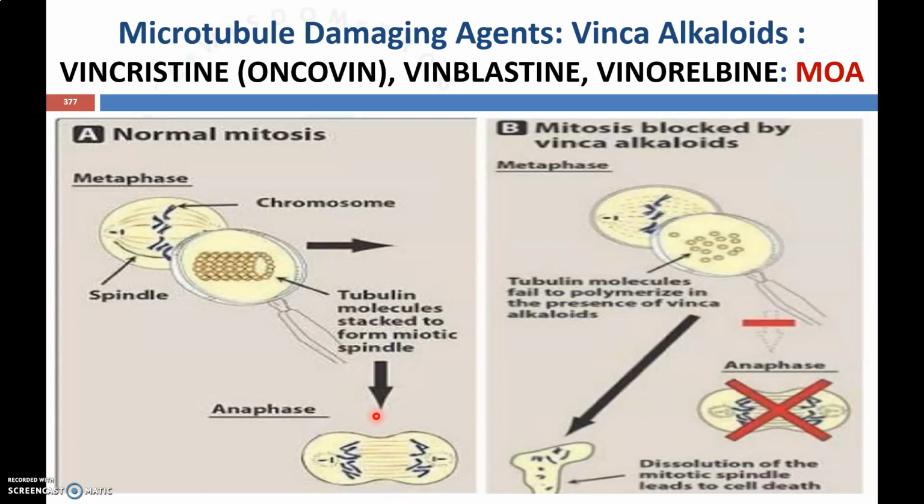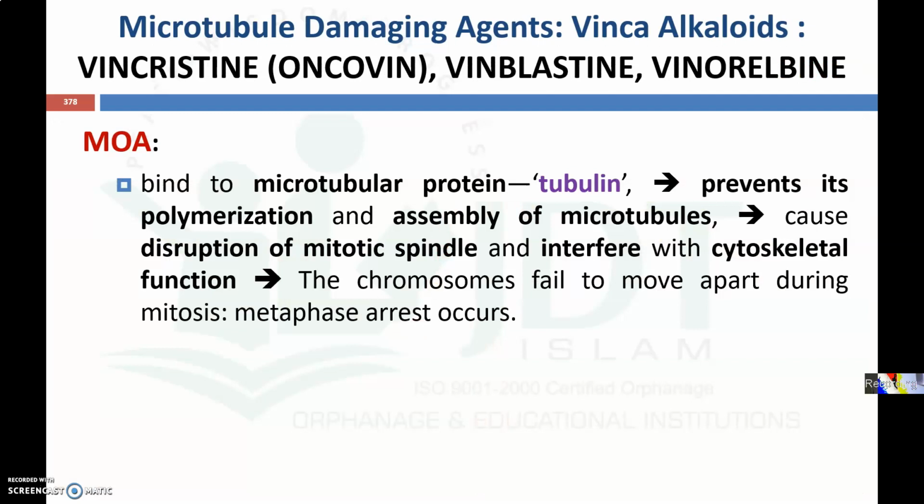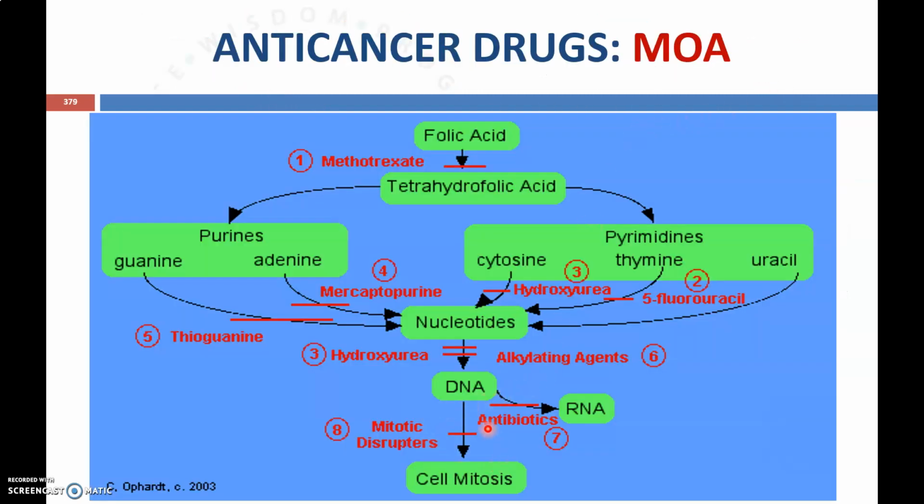without separating the duplicated chromosomes. So the mechanism of action is, it will bind with the microtubular protein tubulin, thereby preventing its polymerization and assembly of microtubules, and this will cause disruption of the mitotic spindle, and it will interfere with the cytoskeletal function. Thus, the chromosomes fail to move apart during mitosis, and metaphase of the cell division will be arrested. So that is the mechanism of action of vincristine, vinblastine and vinorelbine. These drugs act after the DNA replication. The separation of the two chromosomes will be interrupted during this phase before cell mitosis.